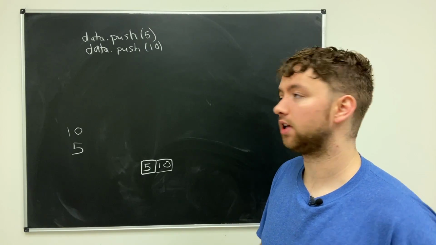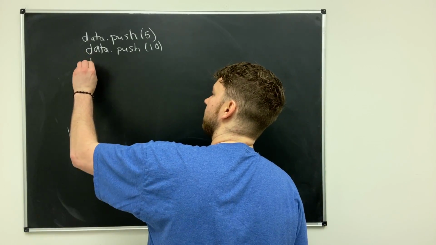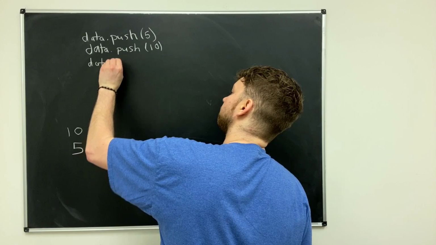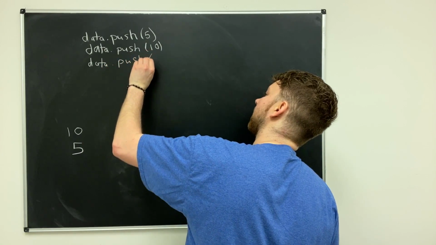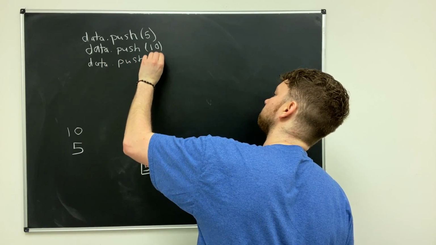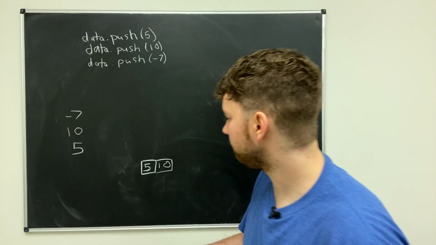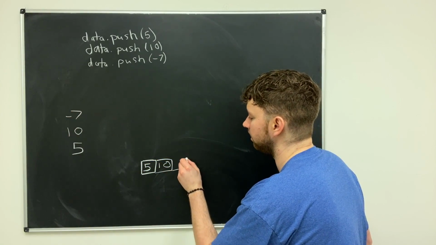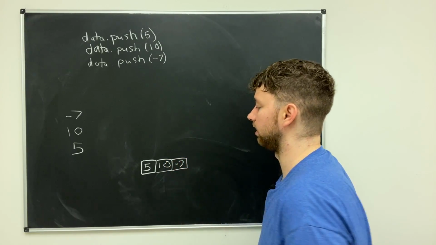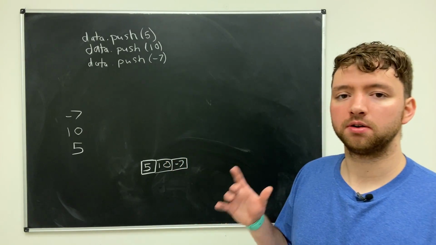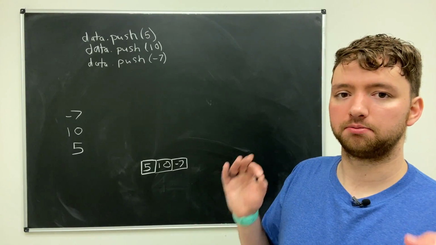Now let's add one more element in here. So we'll say data.push, and let's pass in -7 just to switch it up. All right, so this is going to go up here, and we're going to have another element in our array like so. All right, let's do one more element, and then we'll talk about pop.